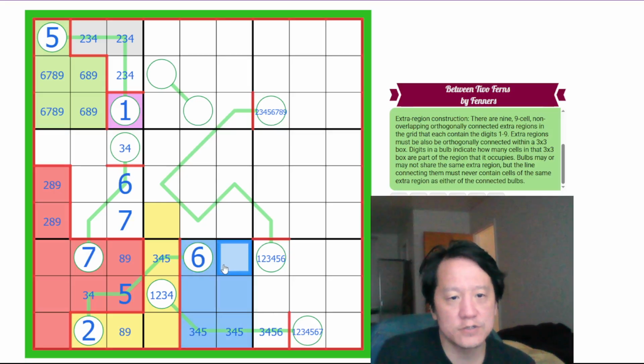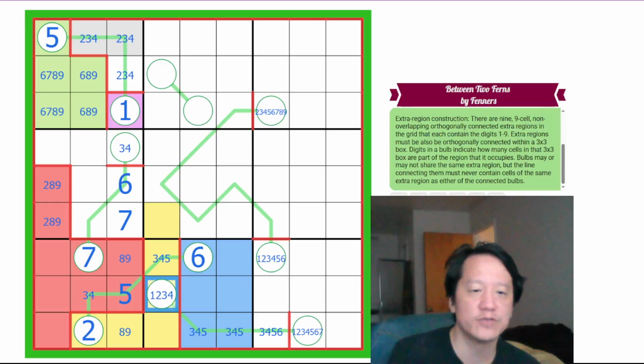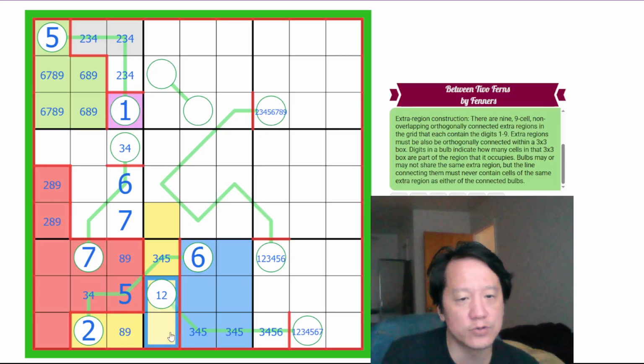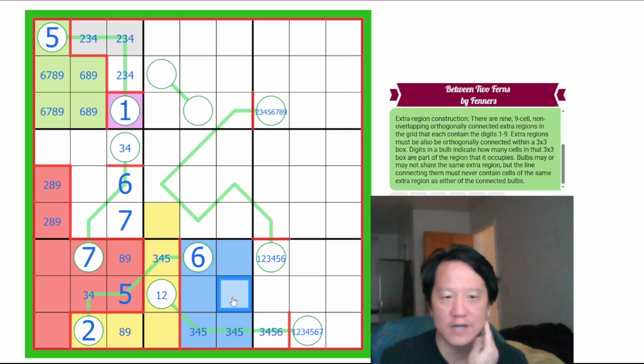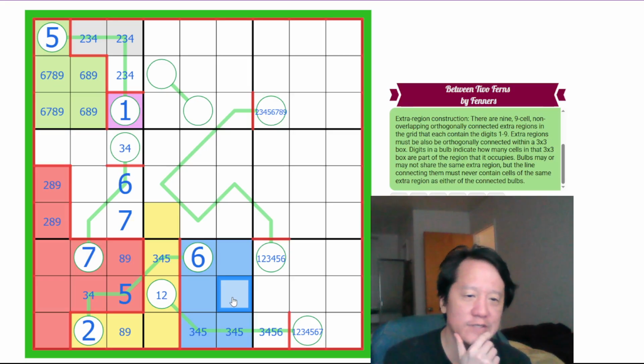This is 6. We have 3, 4, 5 as a triplet in box 8, which eliminates 3, 4, 5 in the rest of the box. This can't be 3, 4. This can't be 2. Wait, that doesn't work. Because that's... What the heck?